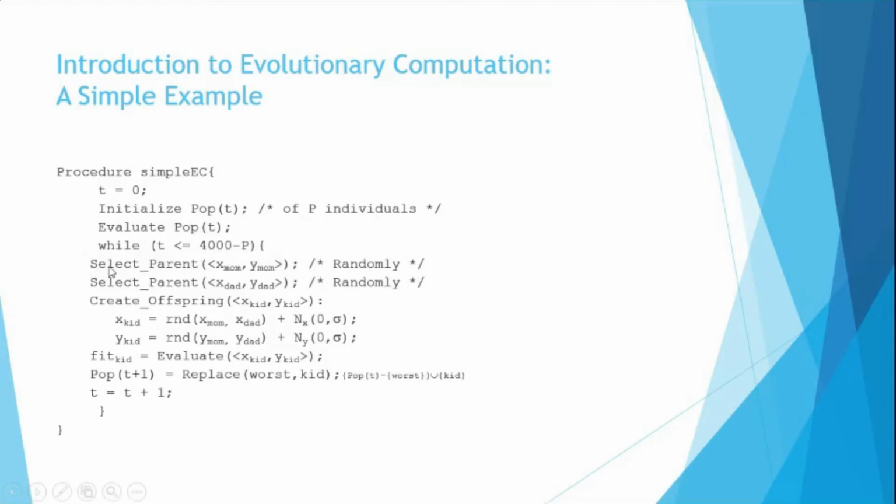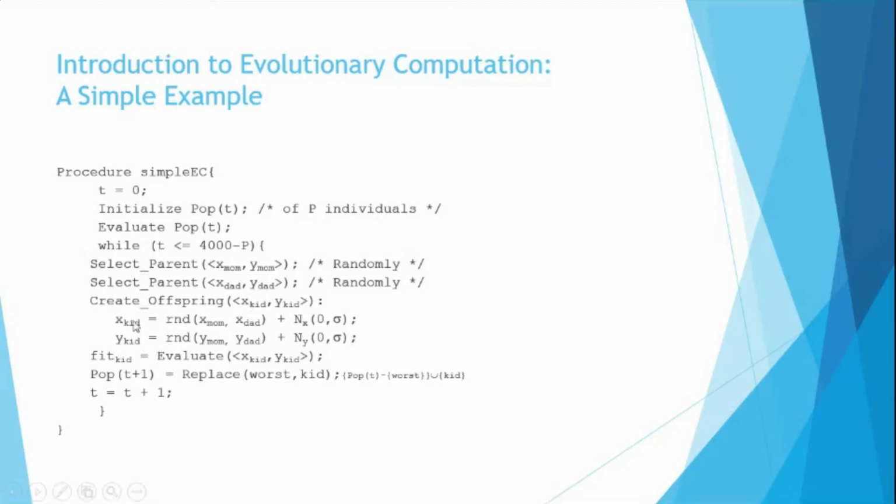So what we do is we select a parent. A parent can be taken as X mom, Y mom. That is, this X and Y together constitute a specific candidate solution. So this is the mom. It is taken randomly. Then we select a second parent, called dad, that is X dad and Y dad. Then we create an offspring using any operation between these two, X mom, Y mom, and X dad and Y dad. So an X kid, Y kid is formed.